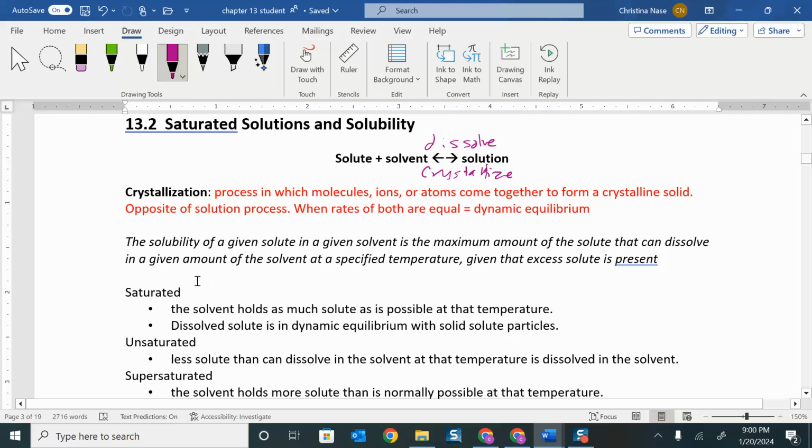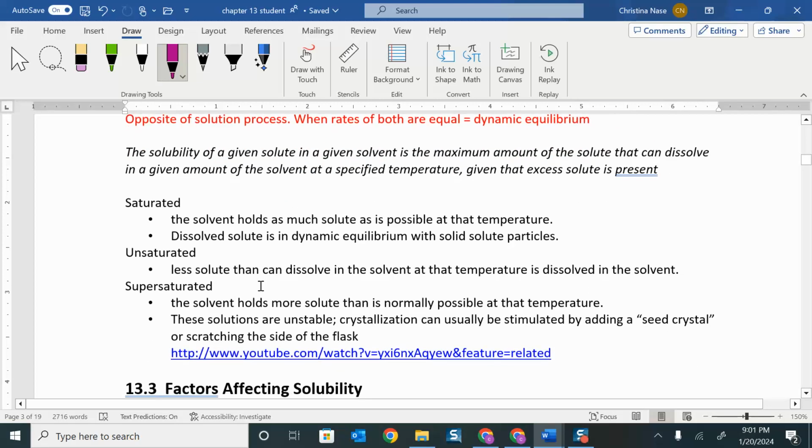So saturated means you have reached the maximum amount that the solvent is holding, the maximum amount that it can, and you'll also see some solid present. For an unsaturated solution, that just means you haven't reached the saturation point yet. So unsaturated just means you have less solute than the maximum. So you can still keep dissolving more solute in there, until you've reached your saturated solution.